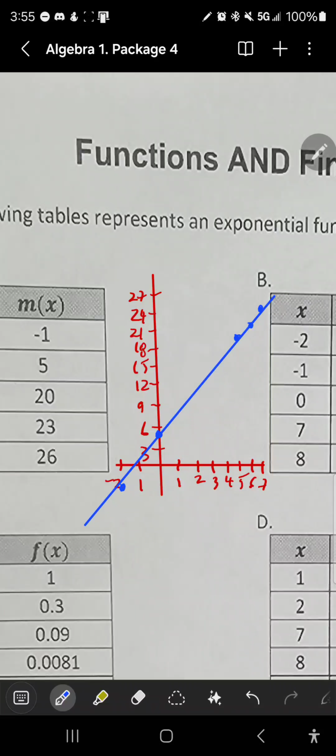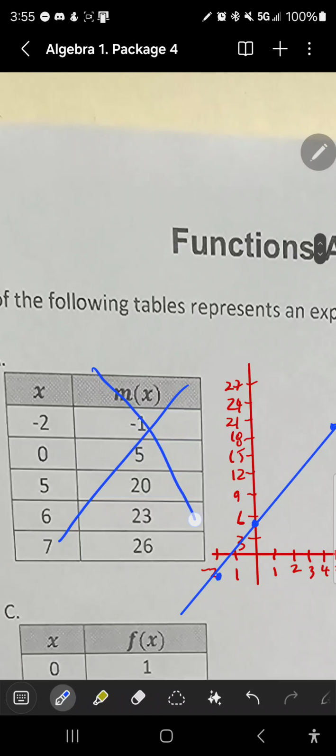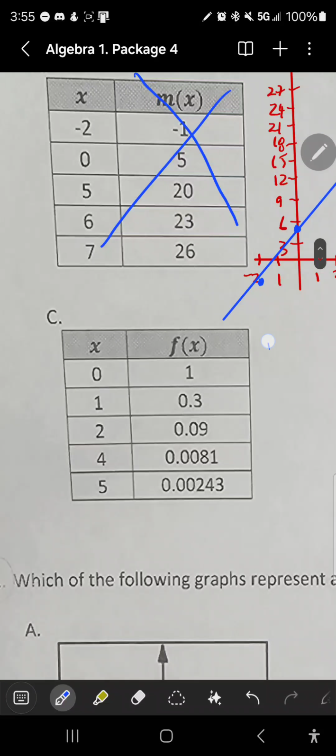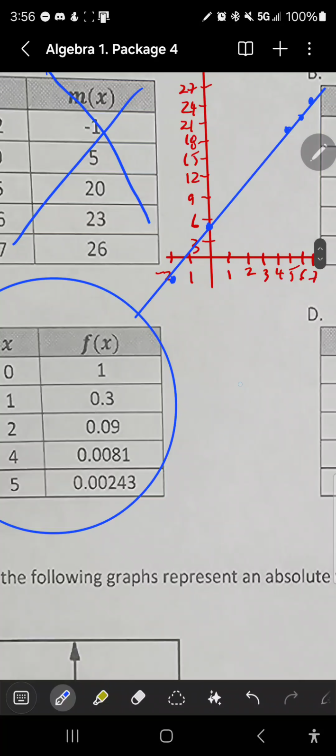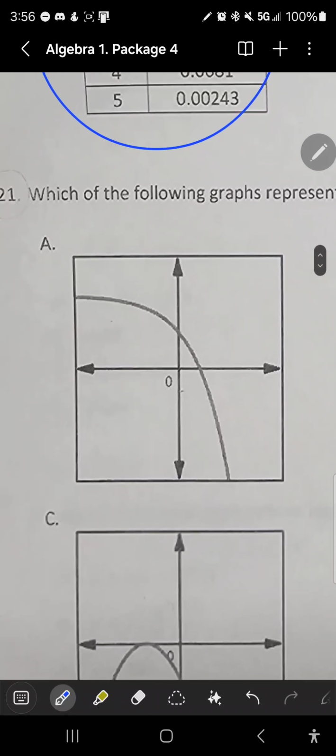Literally all the points are on the line. So this is not my exponential function. And therefore this must be. And if we want to graph it, we should follow the same process and we'll get it. It's just that it is going down, like it's exponential decay. That's gonna be the graph for this one.